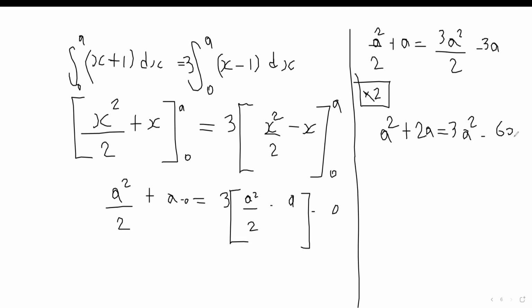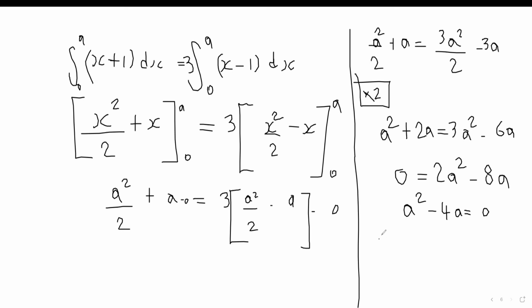So what can we do next? We can, of course, bring over a squared over here to get 2a squared. Then we can bring over 2a over here. Minus 6a minus 2a is minus 8a. And this is equal to 0. We can then divide through by 2 one more time to get a squared minus 4a equals 0.